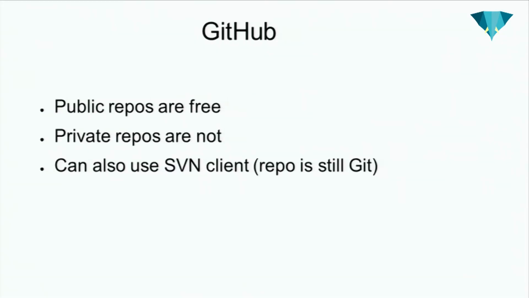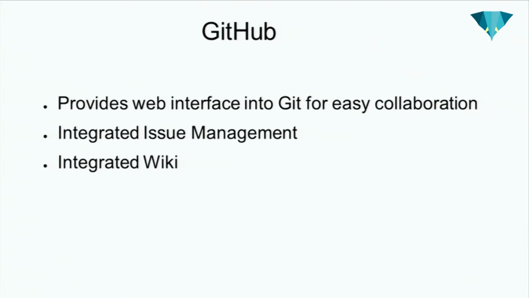Next one. So, back one. There we go. So GitHub, as we hopefully all know, provides a web interface into Git for easy collaboration. And that is provided by HTTP, but Grit is the crux, i.e. you can actually do diffs directly and merges, etc. It's very clever. It also has integrated issue management and a wiki for documentation.